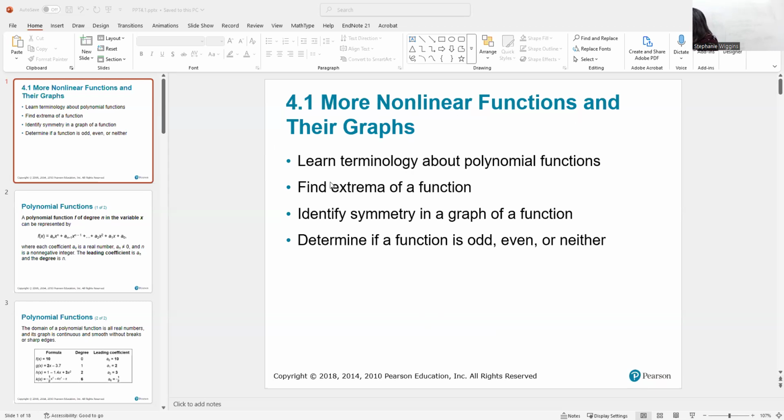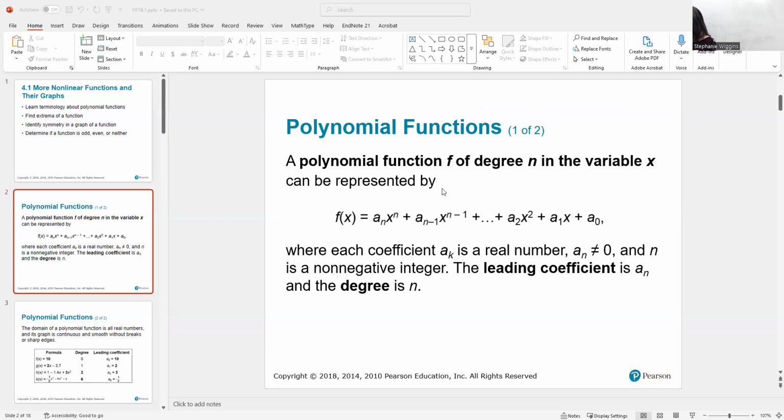We're going to learn terminology about polynomial functions, and we're going to find extrema of a function. Extrema is just a fancy word for extreme value or extreme values, and those would be like maximums of your function or minimums of your function. We're also going to talk about symmetry around the y-axis, and that would mean that you have an even function. And then we're also going to talk about odd functions which have symmetry around the origin, and I'll show you what that is.